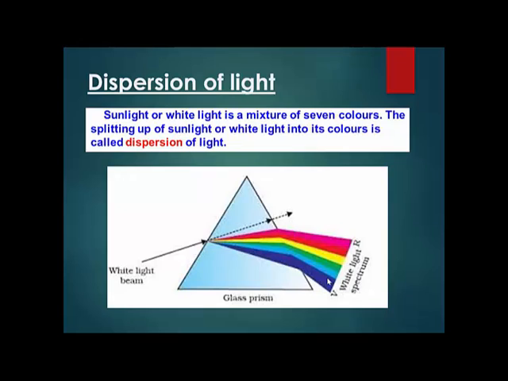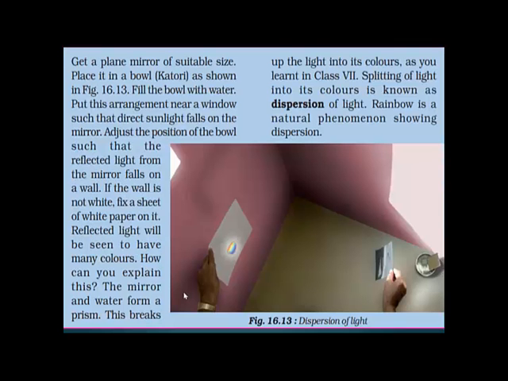So what is dispersion of light? Whenever there is white light, we all know that white light is a mixture of 7 colors. So when we pass this white light through a prism, the white light splits into 7 colors. This splitting of white light is called dispersion of light. Try and develop these 7 colors using white light.